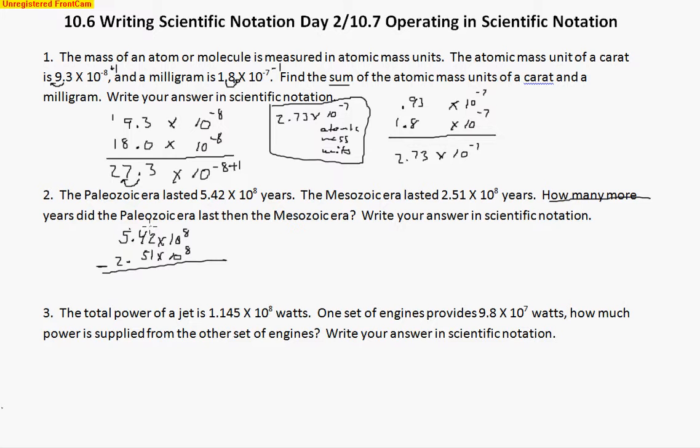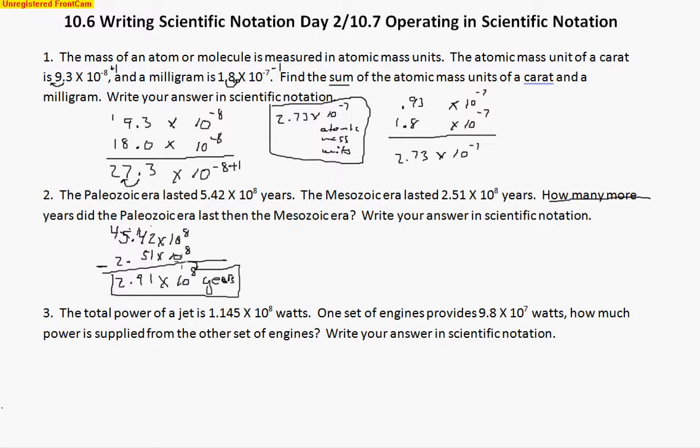So I go ahead and do the subtraction. I end up needing to borrow when I get to the 10th place, borrow from the 1s, and this ends up making a 2. This makes a 9. So 2 and 91 hundredths times 10 to the 8th years. And so the key is to make sure that the exponents are the same when we're doing this addition or subtraction.